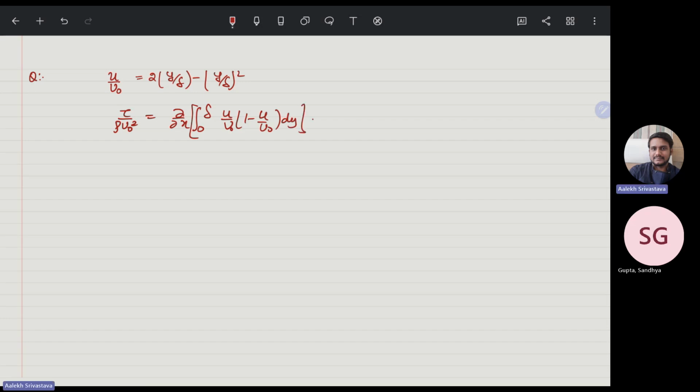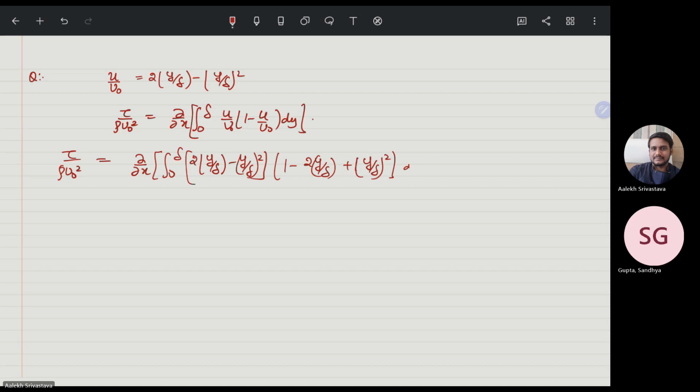This is the one common integral equation. So we will put the equation tau by rho u0 square is equal to del of del x of integral 0 to delta of 2 times y by delta minus y by delta whole square, times 1 minus 2 times y by delta plus y by delta whole square, dy. Now you have two equations, so we will try to club these two equations.